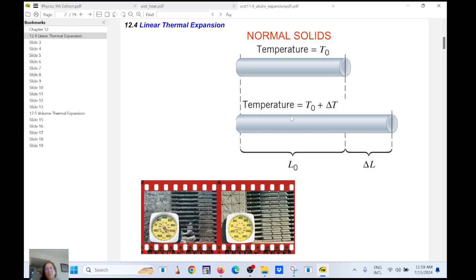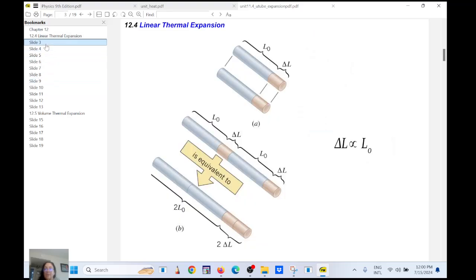Of course, the expansion here, so here we are talking about linear expansion, will depend on the increase of temperature. But it also depends on the original length. If you multiply the original length by 2, the expansion will also be multiplied by 2.